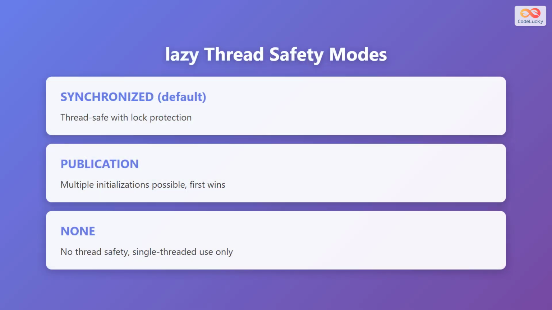The lazy delegate supports 3 thread safety modes. Synchronized is the default mode and provides full thread safety using locks. Publication mode allows multiple threads to initialize the value simultaneously, but only the first result is used. None provides no thread safety and should only be used when you're certain the property will be accessed from a single thread. You can specify the mode as the first parameter to the lazy function.